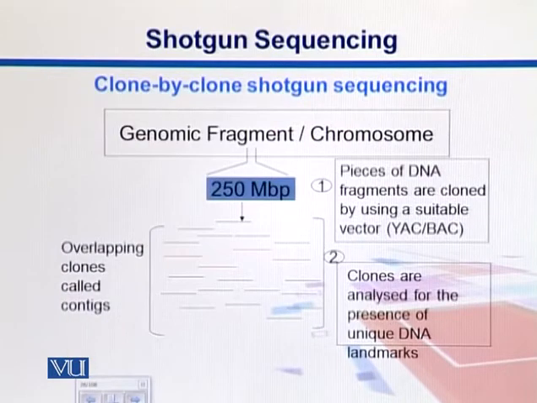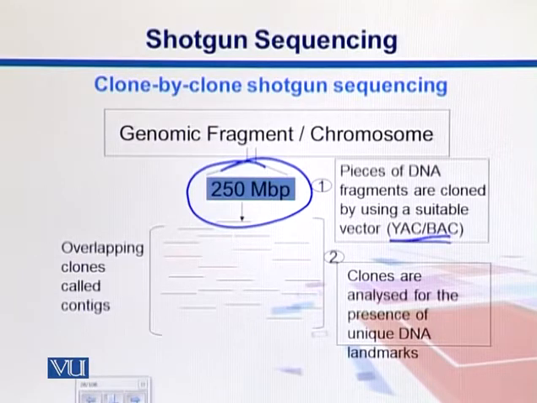Here is a brief view of clone by clone shotgun sequencing. We take the genomic DNA and break it into sizes of roughly 200 megabase pairs. These fragments are then broken down into smaller fragments and cloned into a cloning vector. Normally we use YACs and BACs for larger genome sequencing. They were used in the Human Genome Project also.